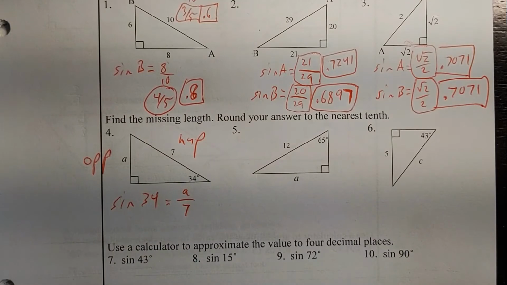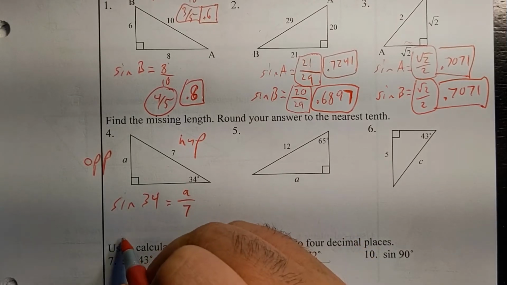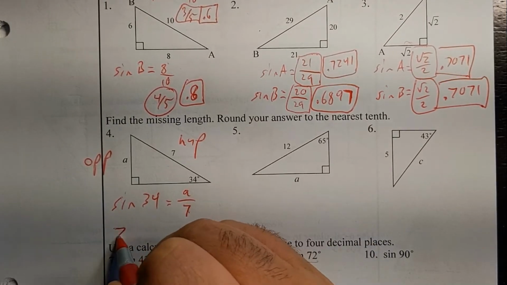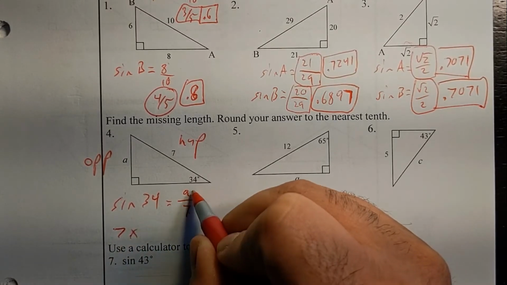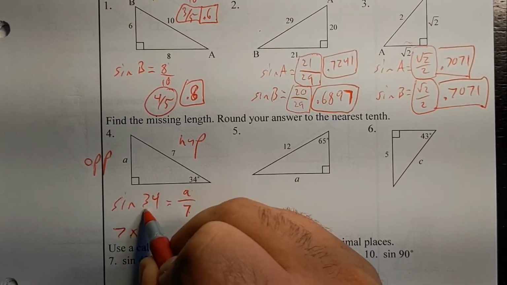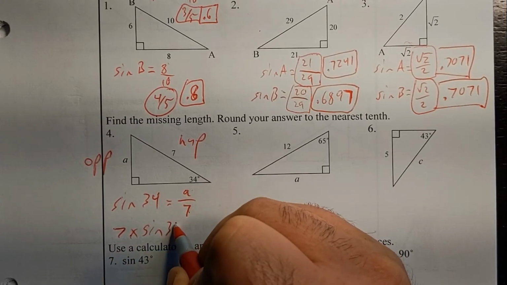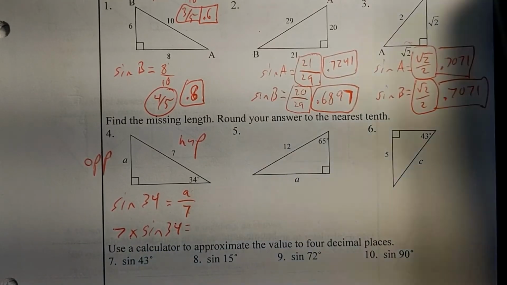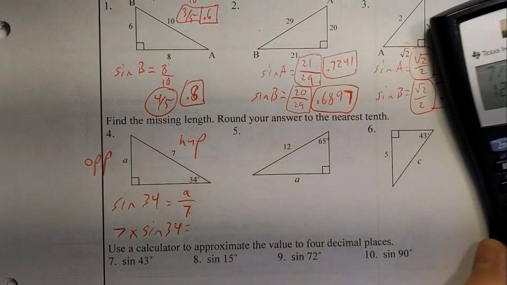Once you have this set up, we're going to do like we did on Friday. Because the variable is on the top, you're going to multiply. This 7 is going to be the number that goes in the front, and then you're going to put multiply because the variable was on the top, and then this trig function, sine, with its angle, 34, and that's what you put into your calculator. So it's 7 times sine 34 equals, and you get 12.5.